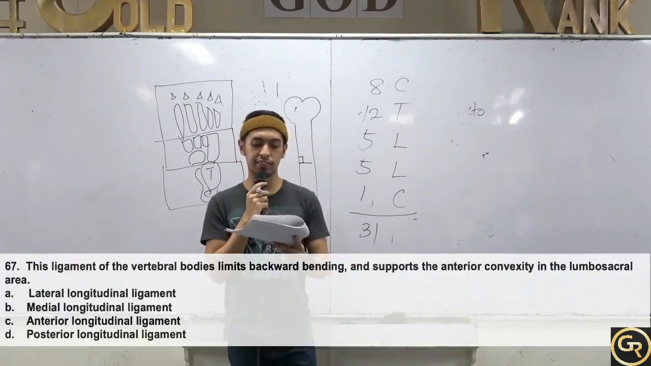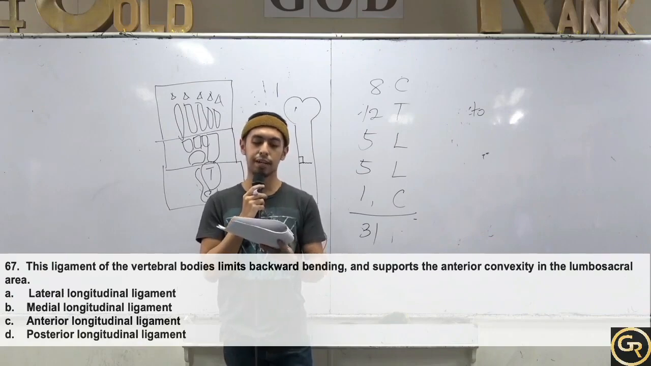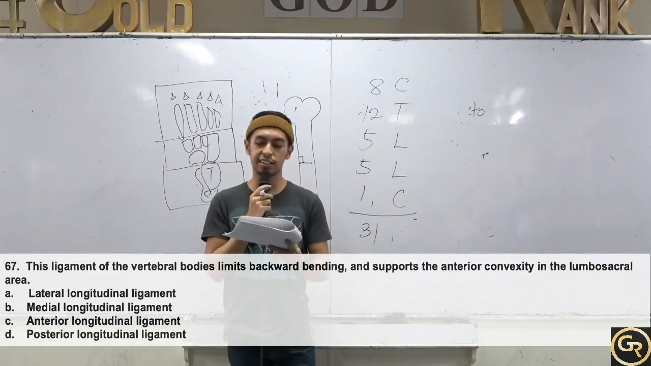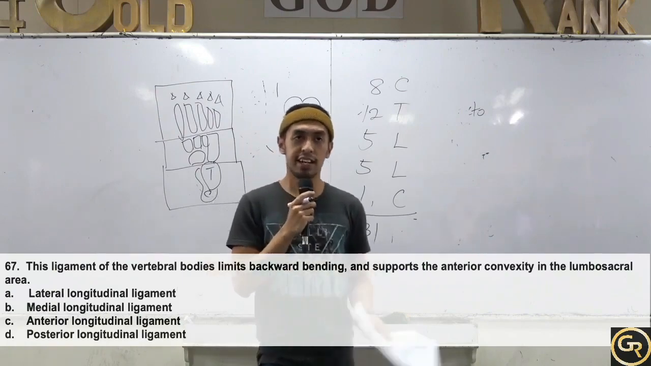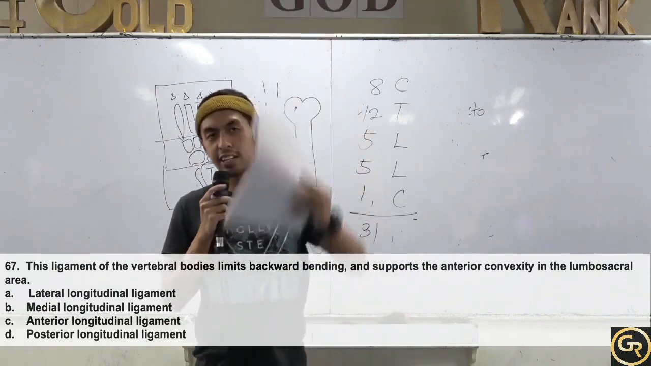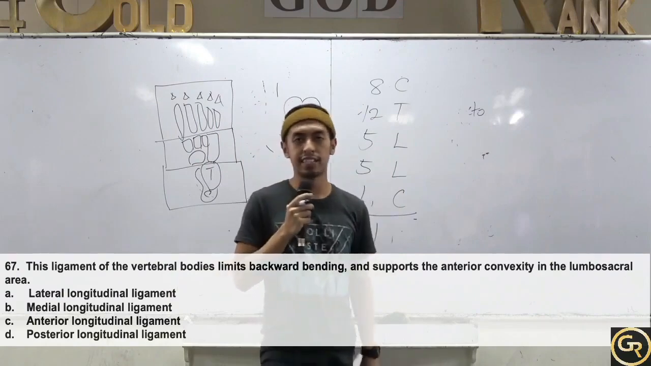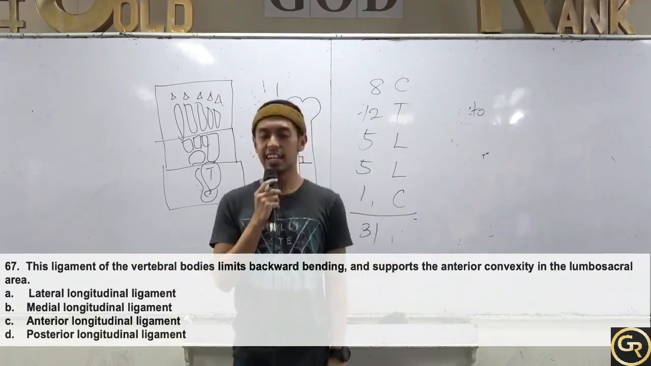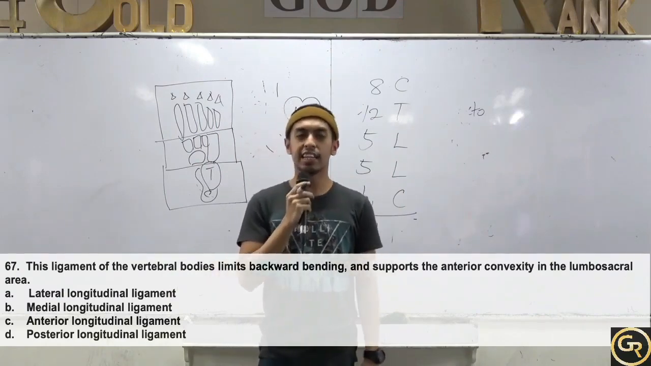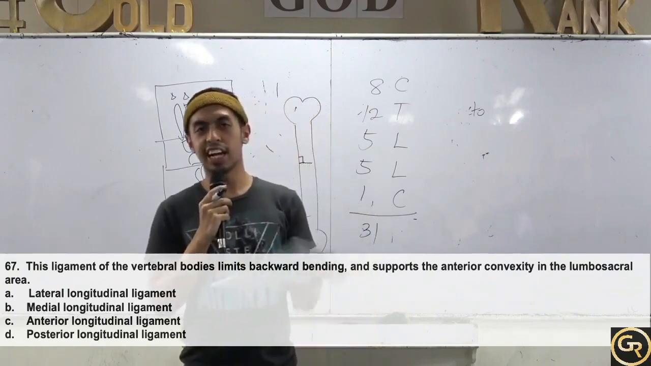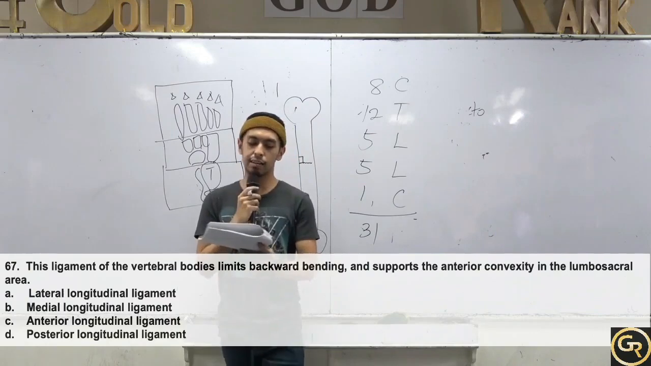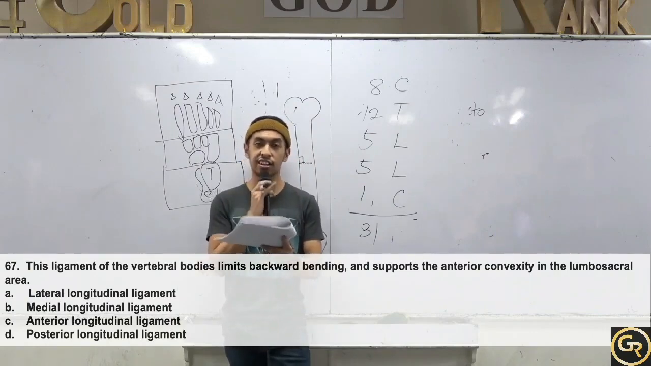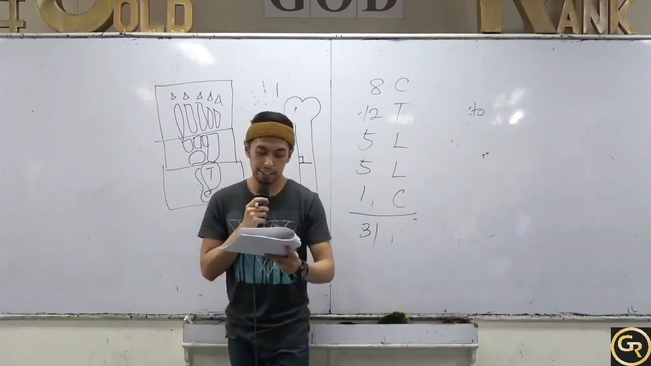67. This ligament of the vertebral bodies limits backward bending and supports the anterior convexity in the lumbosacral area. Which one is this? If this ligament covers the anterior portion of the vertebral bodies and prevents extension of the spine, that would be your ALL, or your anterior longitudinal ligament. 67, letter cat.